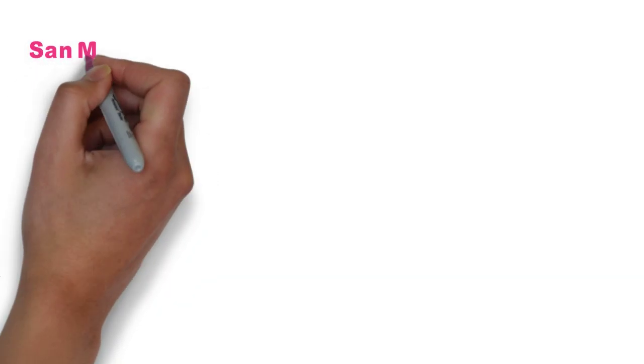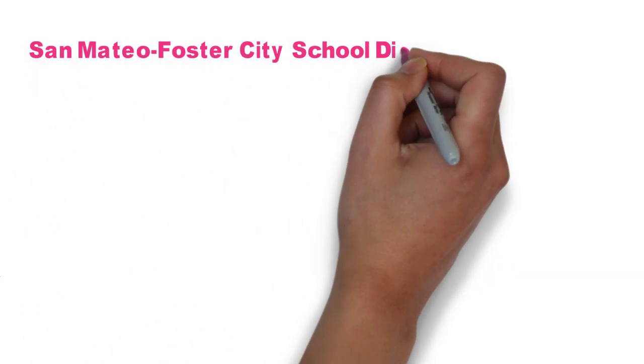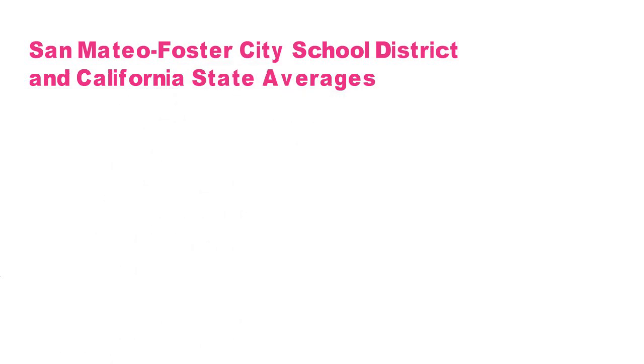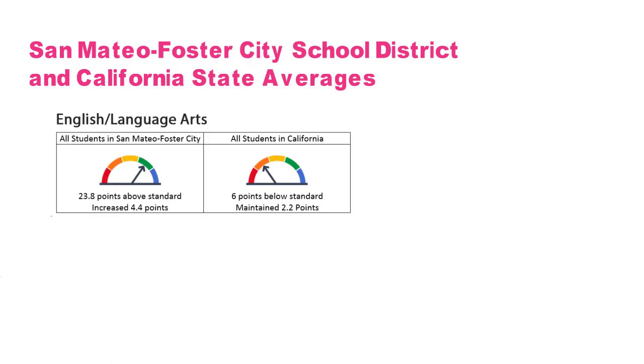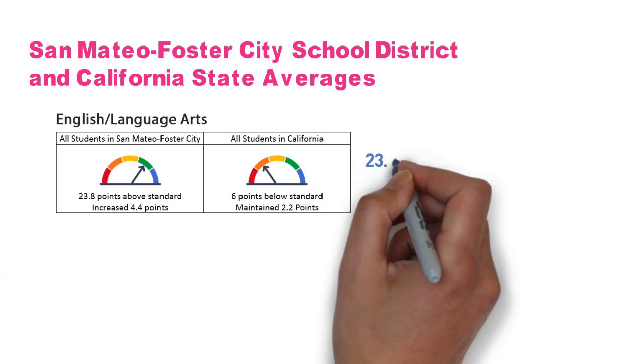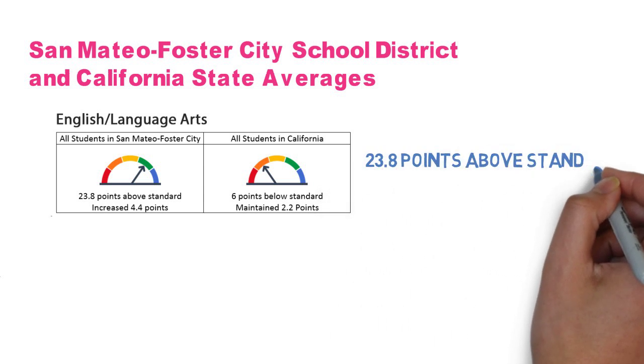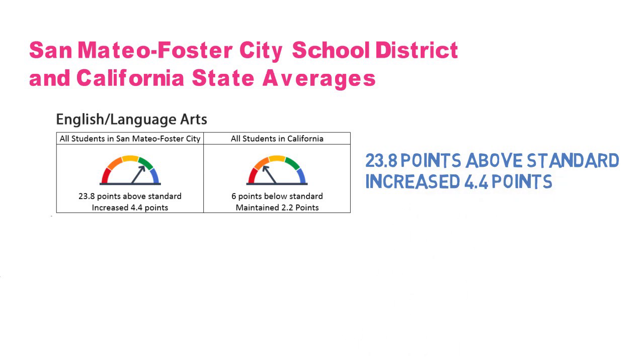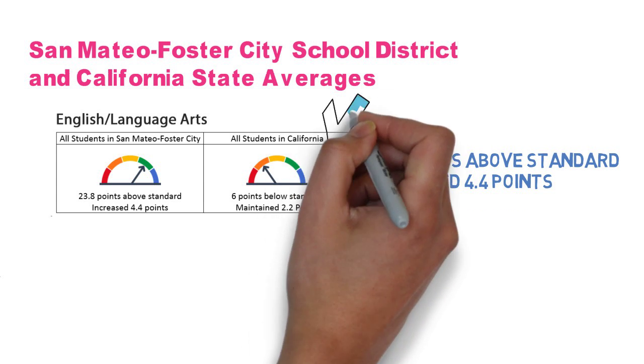Let's begin with an overview of the district data for English Language Arts and Mathematics. When we look at the district average on CASP performance, our mean scores for all students in language arts was 23.8 points above the standard, or green, on the dashboard indicator. The mean score for all students in California was 6 points below the standard, or orange on the indicator.